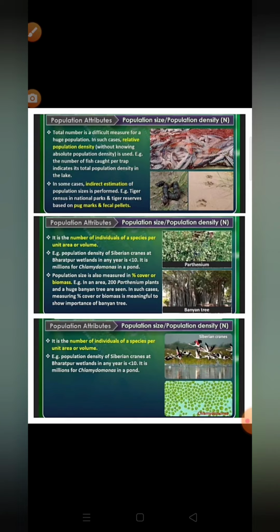Now, the total number of population density. Before that, you should know what the population size or population density is. Population density we say in short as PD or N. The population size or density of a species is the number of individuals of a species per unit area or volume.